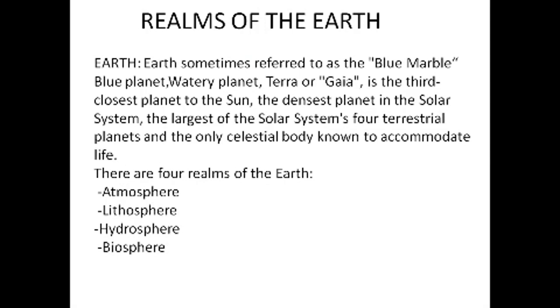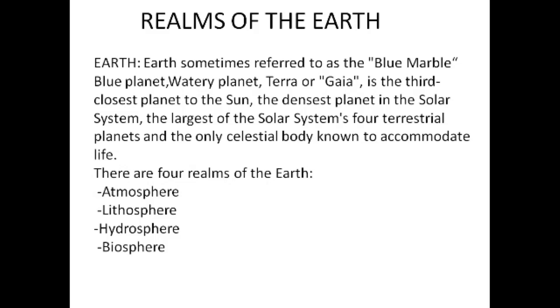What are those four terrestrial planets? Mercury, Venus, Earth, Mars. Among these four, the Earth is the largest one, and it is the third closest planet to the sun, and the only celestial body known to accommodate life. Just now we learned that this is the only planet where life exists. So what does realm mean? Just now we have learned. How many realms are there? There are four realms of the earth.